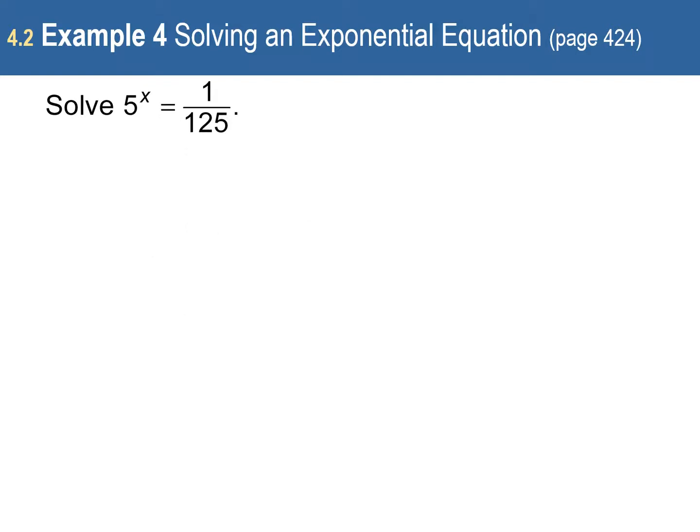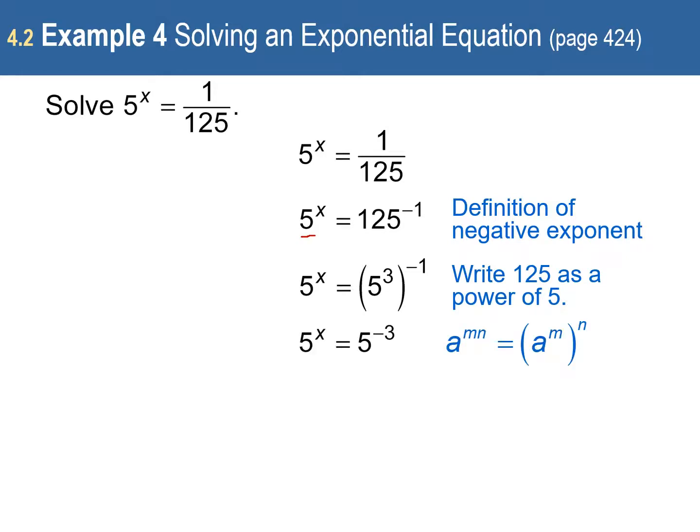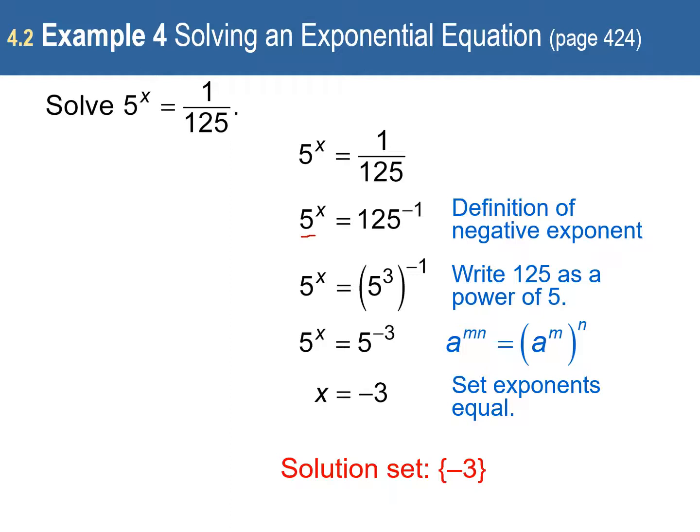So 5 to the x is 1 over 125. I need to, first of all, use the definition of a negative exponent. So 1 over 125 is 125 to the -1. And now I need to rewrite 125 as 5 cubed. We're trying to get the common base. Since I had a base of 5 over here, I needed to get a base of 5 on the right. Now I'm going to use the power properties. So this becomes 5 to the -3. And now I'm going to set my exponents equal. So my solution is -3.